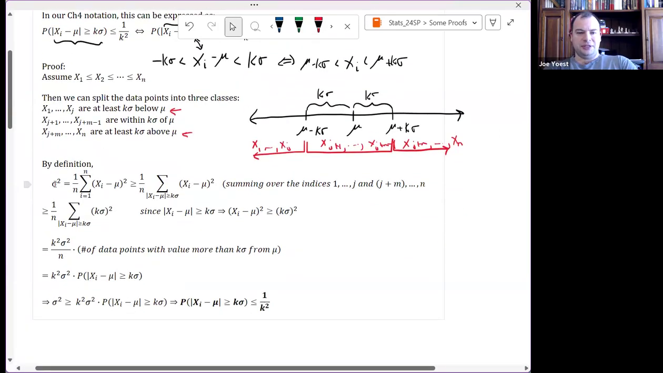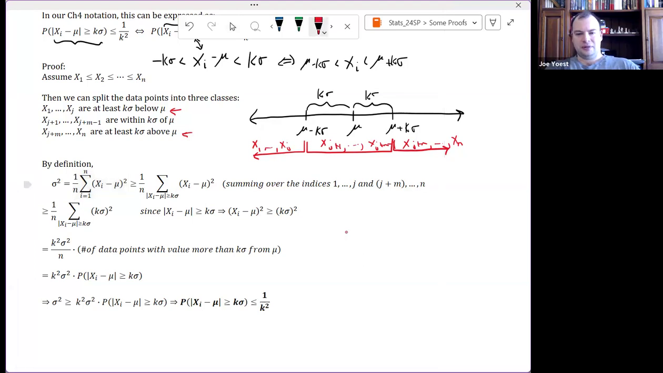Okay, so let's look at the definition of sigma squared. The definition of sigma squared is the mean of the squared deviations from the mean. I take my sum of squared deviations from the mean and divide by n. But if I look at this, I'm adding up n things, all of which are non-negative. If I take something and square it, the least it can be is 0. And if xi is not equal to mu, then it's strictly positive.